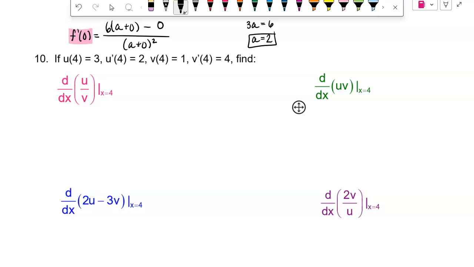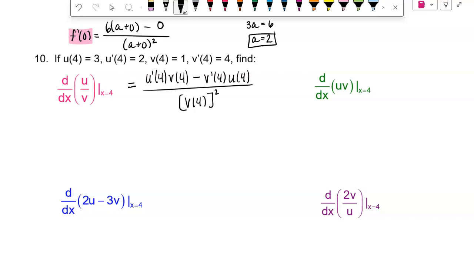So in order to find the derivative, you're going to take the derivative of the numerator times the denominator minus the derivative of the denominator times the numerator, all divided by the denominator squared.